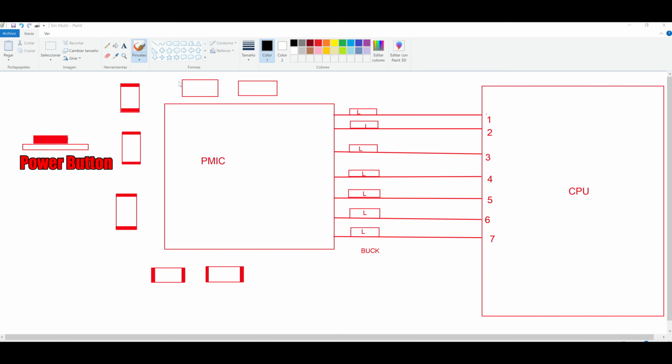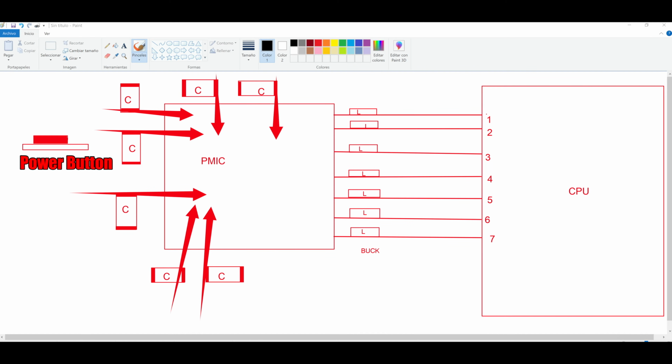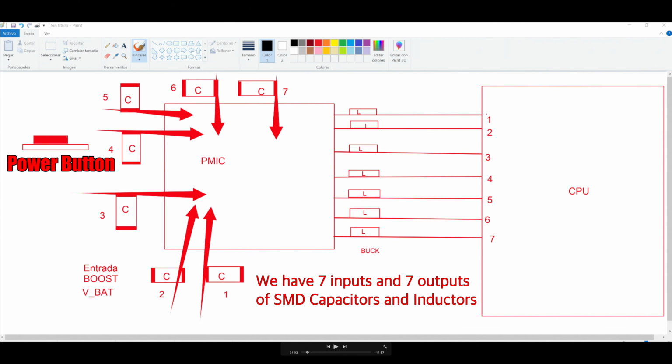The capacitors of the boost line are working with the VBAT line or VPH-PWR line. If we have 7 boost input capacitors, then we must have 7 buck output inductors. It is important to take note of this, so it's recommended to study it well and then to practice. The power-up cycle must start with low current, then gradually increase as if it were a staircase.